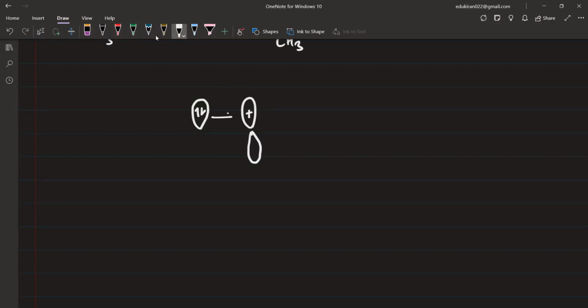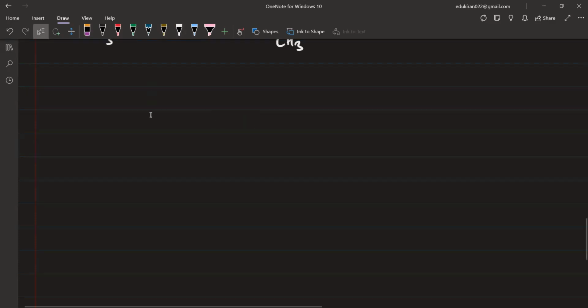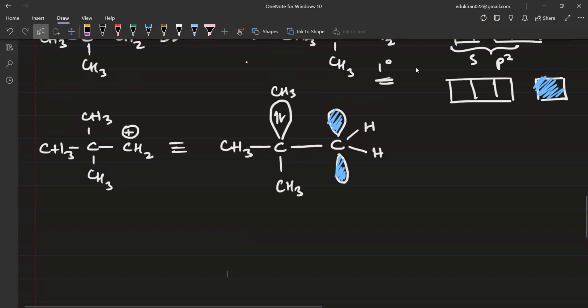So obviously electrons will be attracted towards this side. Yes or no, please tell me guys. Correct? That is why what happens is, I can say it is possible. What I'm saying, I'm saying just it is possible. Okay, we are only talking about the possibility.